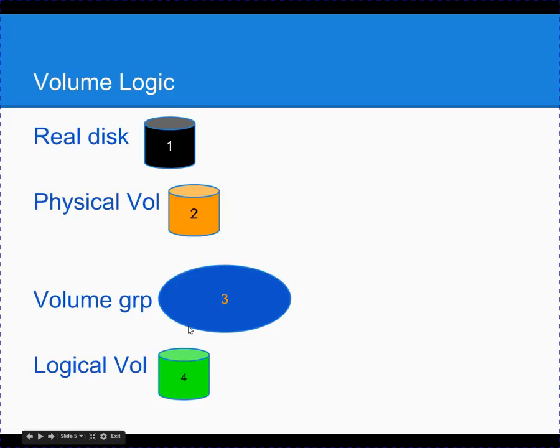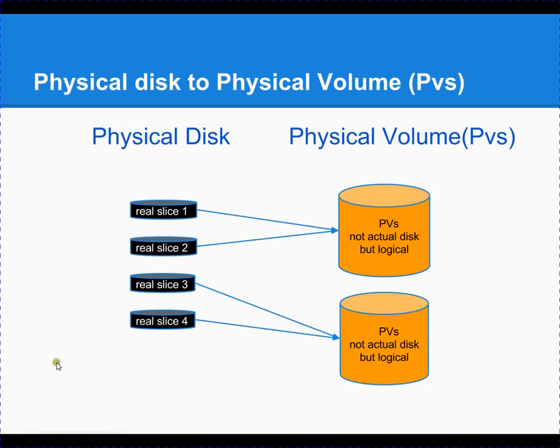Volume logic works like this. Real disks make physical volumes. Physical volumes make volume groups. Volume groups make logical volumes. We're basically taking a physical disk. We have the option of cutting it up in multiple slices, and that physical disk is going to make physical volumes.